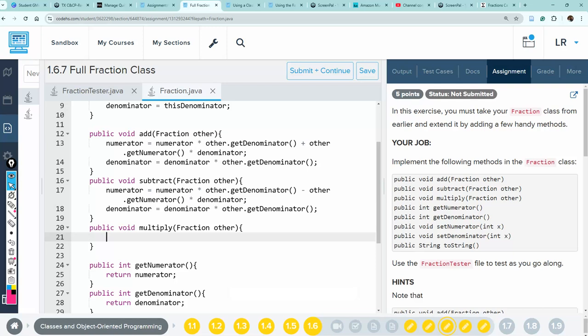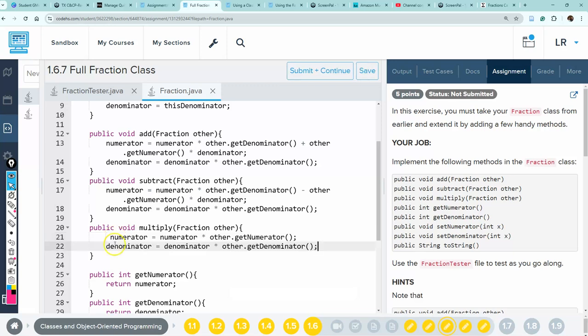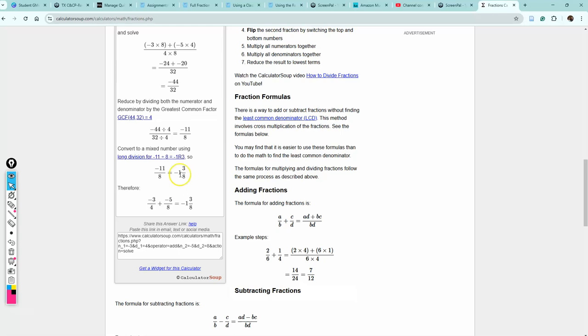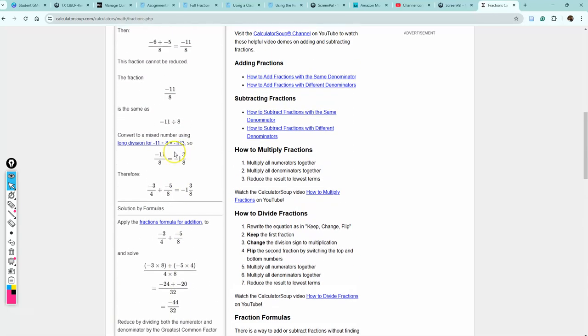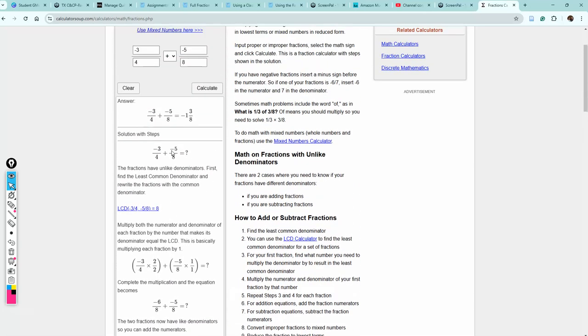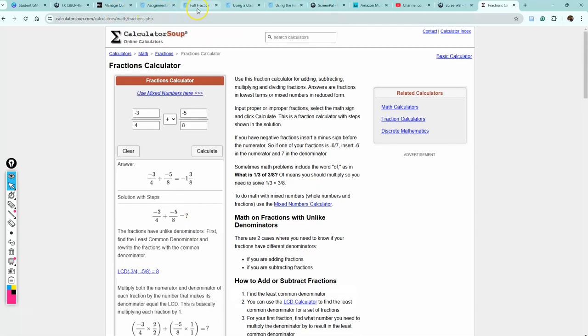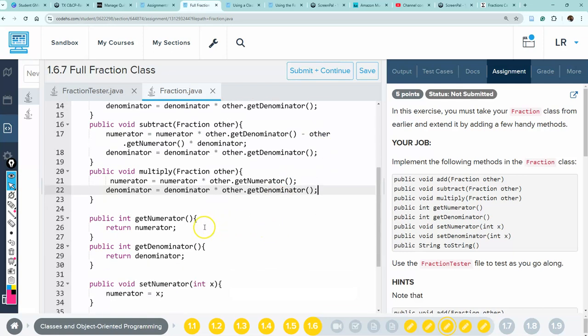And then here I want to do it just a little bit different. In this one, we are going to just multiply the numerator times the other numerator and the denominator times the other denominator, which, if we go back to our fractions calculator, is how we would do multiply. This is the one where it's the multiply. Okay, so that's where I looked.